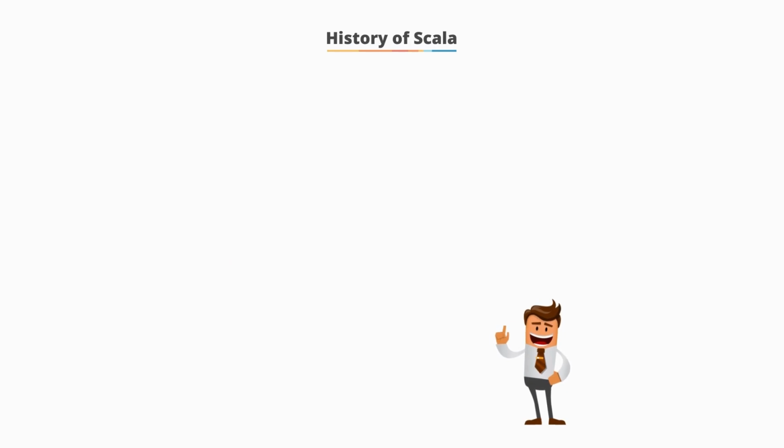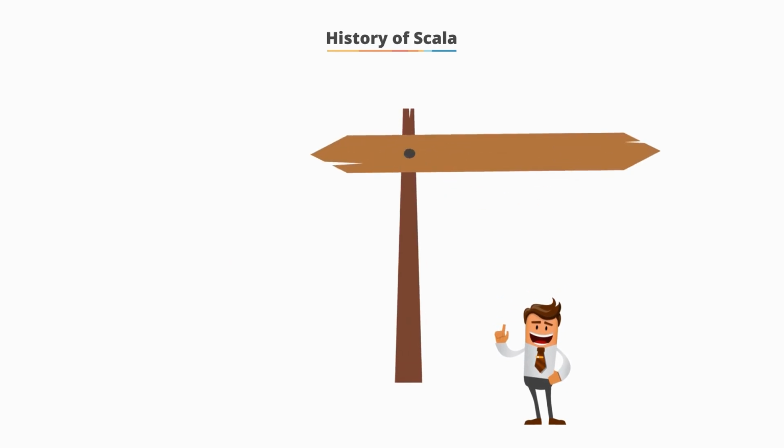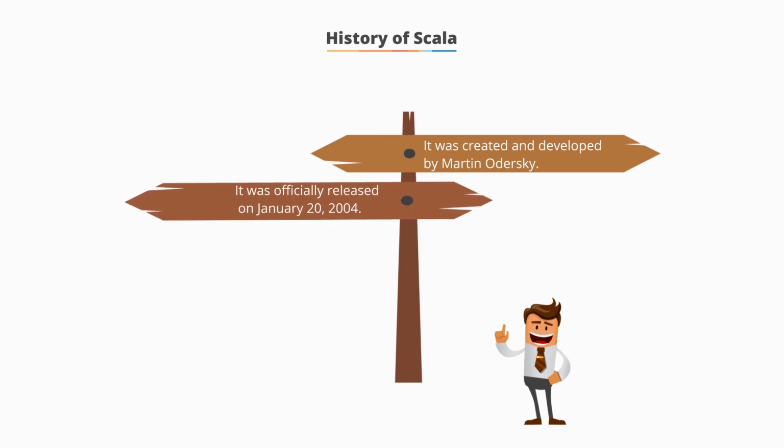Scala is a general-purpose programming language. It was created and developed by Martin Odersky. Martin started working on Scala in 2001 at the École Polytechnique Fédérale de Lausanne, or EPFL. It was officially released on January 20th, 2004. Scala is not an extension of Java, but is completely interoperable with it.